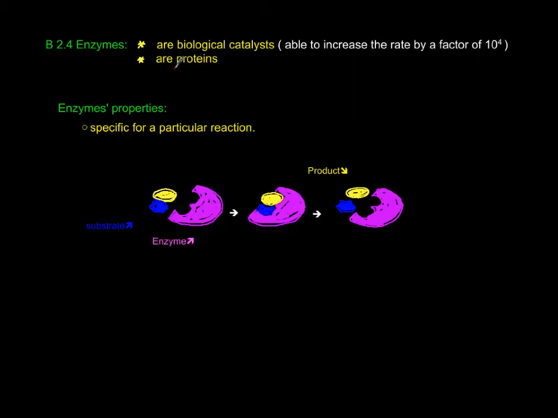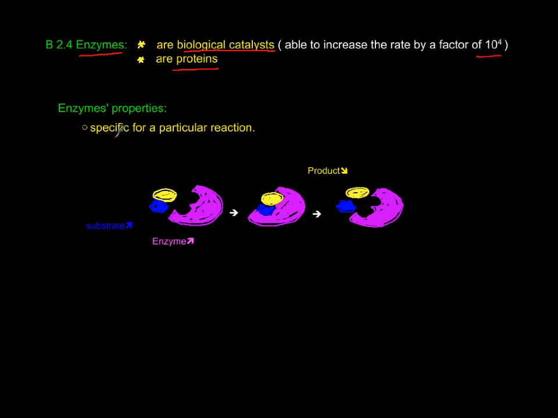One important class of proteins are enzymes. So enzymes are proteins. They are biological catalysts. They offer a new pathway that the reaction takes place with lower activation energy and faster. Sometimes they can increase the rate of a reaction by a factor of 10,000.